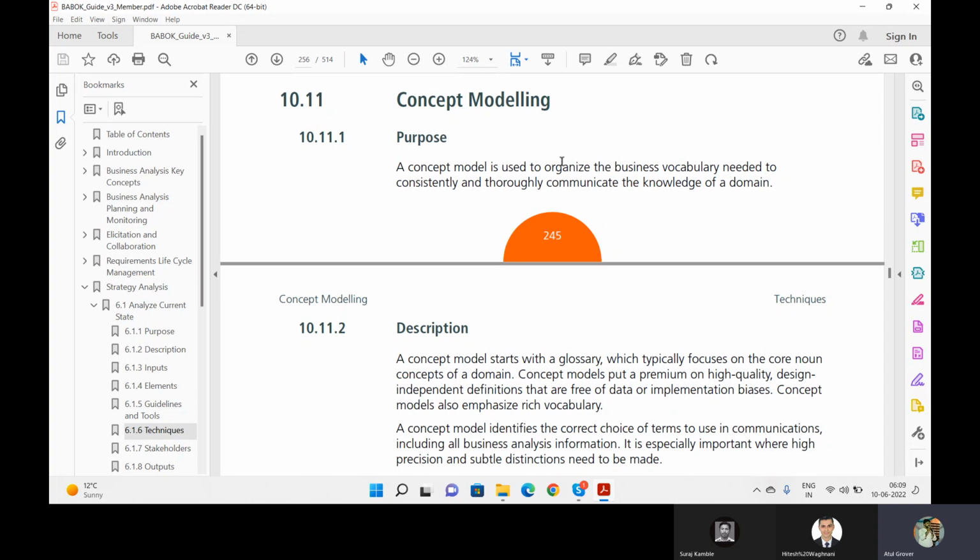The concept model is used to organize the business vocabulary needed to constantly and thoroughly communicate the knowledge of a domain. ये नहीं है कि मैंने कोई भी word use कर लिया किसी भी तरह से. Because being a business analyst, you have to convey your thoughts to the customer, and the customer has to convey their thoughts to you, so that you can understand and he can understand, and then the solution can be built.